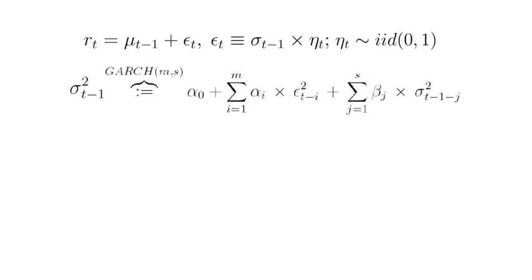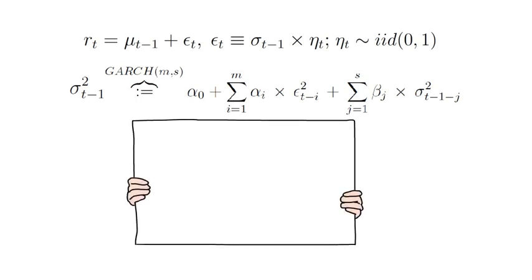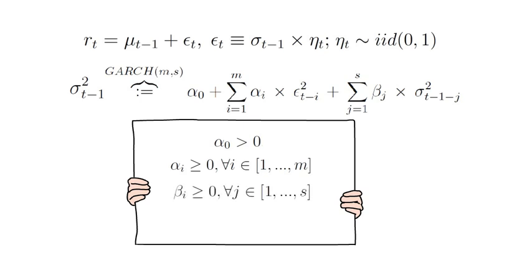So you see, it is linear in the past m squared return innovations, and it's also linear in the past s variance terms. Now, there are some parameter restrictions. First, alpha 0 needs to be positive. All of the alphas need to be 0 or positive. All of the betas need to be 0 or positive. And there's this restriction that the sum of alpha i plus beta i, summing from i equals 1 to the max of m or s, needs to be smaller than 1.